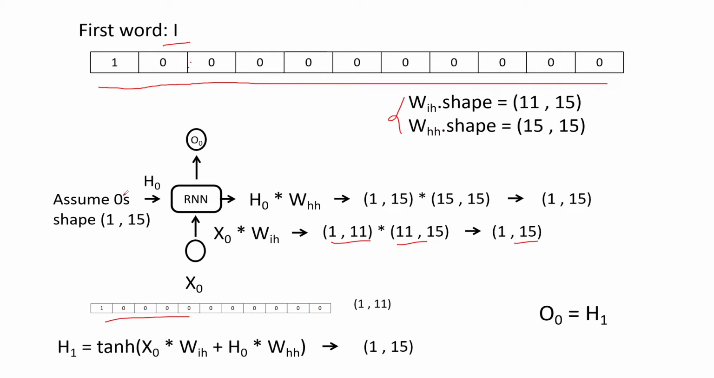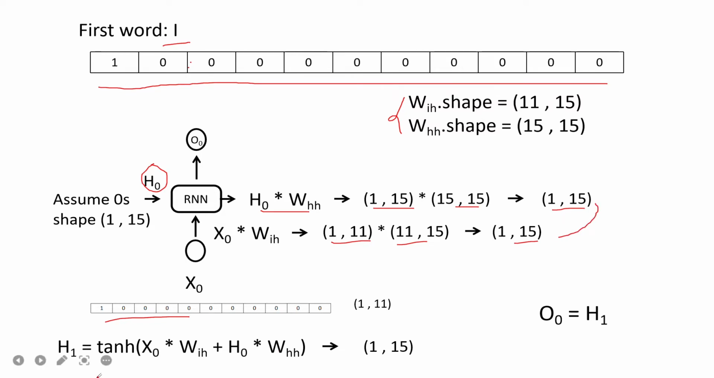Second, since this is the first word, there is nothing coming from here as an input as a previous hidden state, so we'll assume zeros. h of 0 we will be assuming, and it will be of shape 1 cross 15. So h of 0 will be multiplied by W of h, that will be 1 cross 15 into 15 cross 15. This will again give us 1 cross 15. So you see both of these have similar shapes.